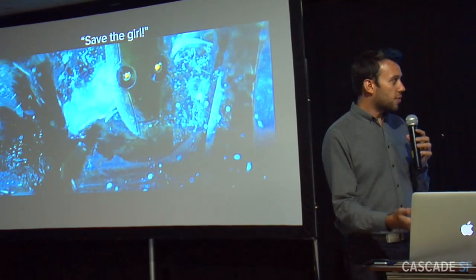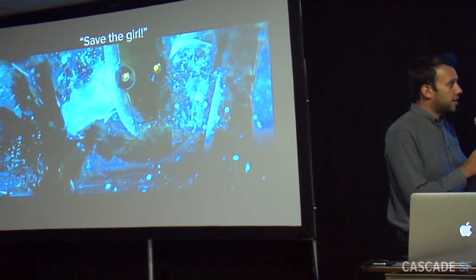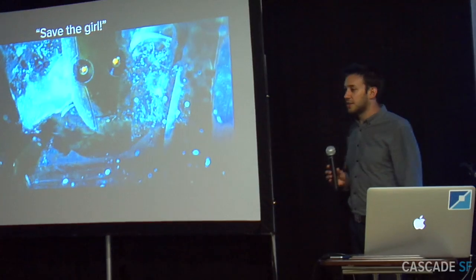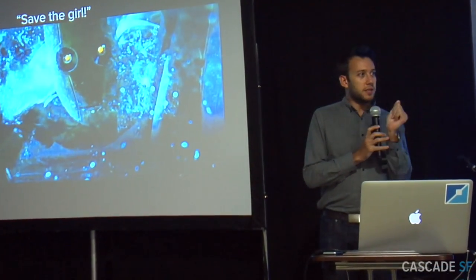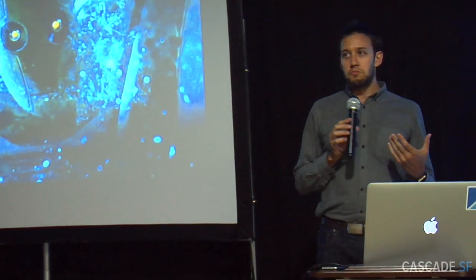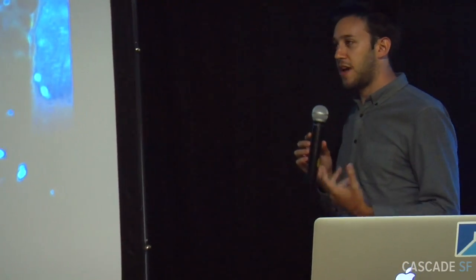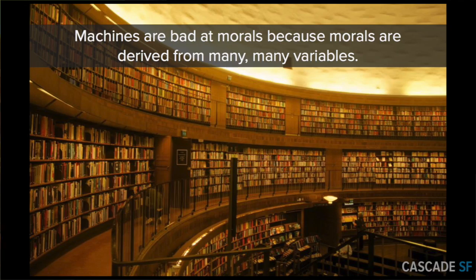There's a couple of things about that, and what I like about the short story based on the film, or the ethical dilemma itself, is it's kind of timeless in a lot of ways, because ultimately it comes down to a mathematical equation. These judgments are just mathematical equations where we have a bunch of variables and we weigh them against one another and make a decision based on that. And that is what ethical dilemmas are all about in a lot of ways. Now, machines are kind of bad at morals or ethics because morals are derived from many variables.